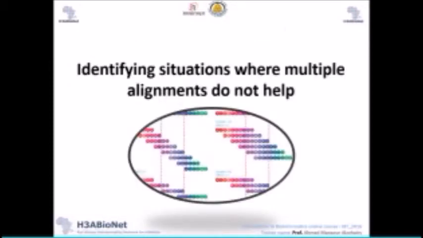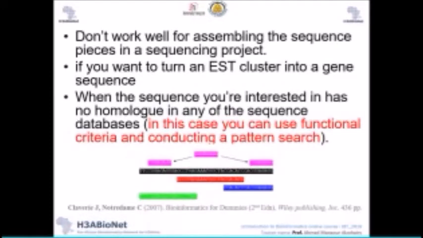First of all, we have to identify situations where we cannot use multiple sequence alignment, or where it doesn't help, which we identify in these three different situations. Number one, in a sampling project. If you are working in a sampling project and you are assembling sequences in a sequencing project, multiple sequence alignment doesn't help you. If you want to turn an EST cluster into a gene sequence, also don't use multiple sequence alignment, it is not useful for you.